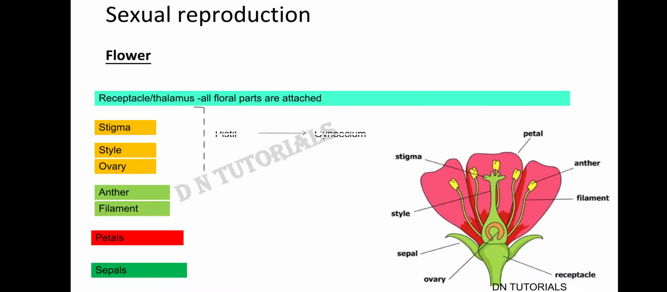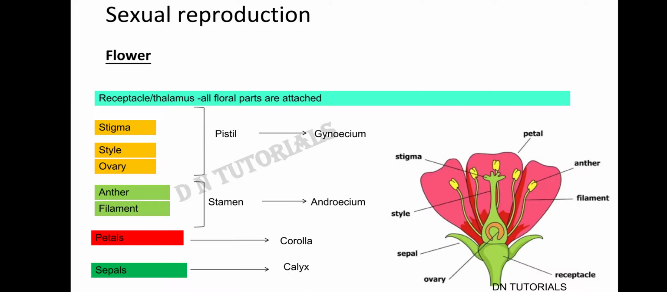Right? Stigma, style and ovary together form the pistil. And the combination of pistils is called the gynoecium. In the same way, anther and the filament together are called the stamen, and stamens together form the androecium. The collection of the petals is called the corolla and the collection of sepals is called the calyx. So collection of pistil, gynoecium; collection of stamen, androecium; collection of petals, corolla; and collection of sepals, calyx.